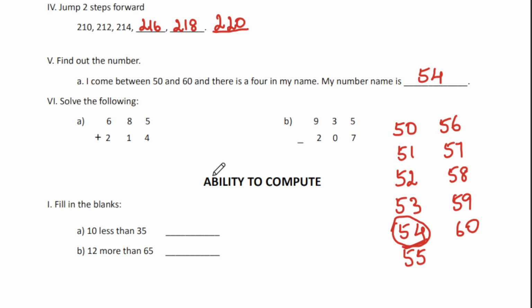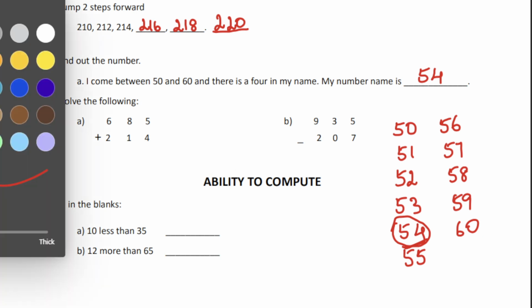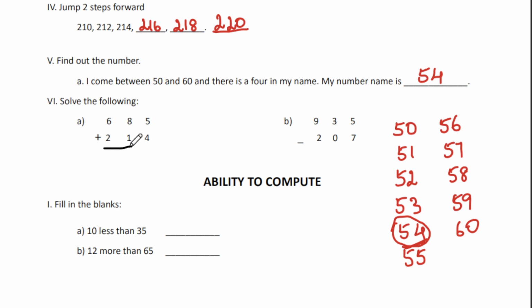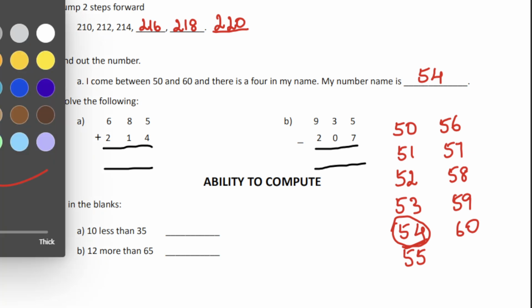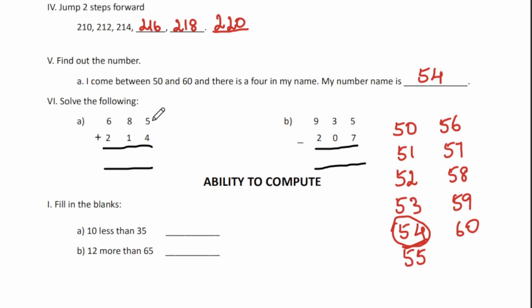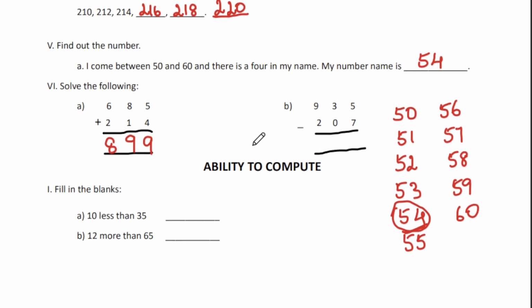Next, solve the following. So we have been given addition and subtraction. So we have to solve this. Okay, first one. So 5 plus 4. So 5, 6, 7, 8, 9. So 5 plus 4, 9. 8 plus 1, 9. 6, 7, 8. 6 plus 2 is 8. So 899.